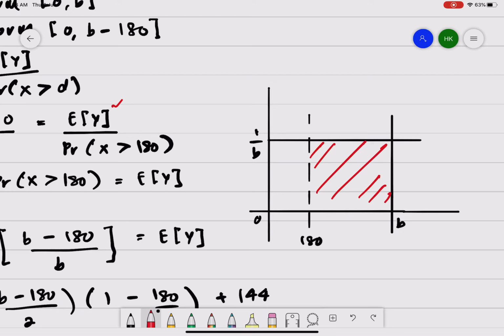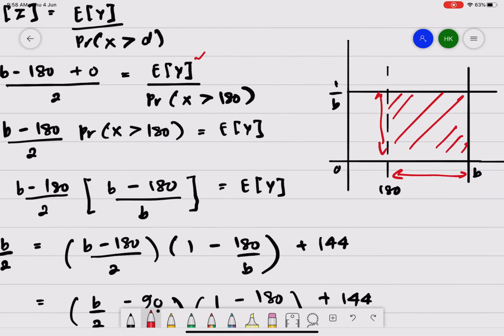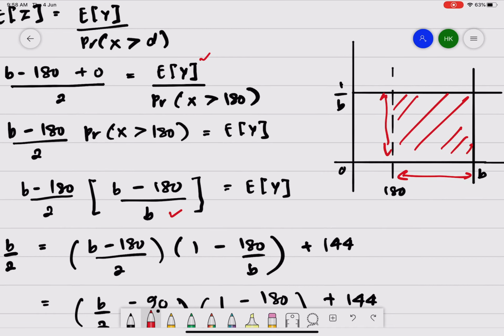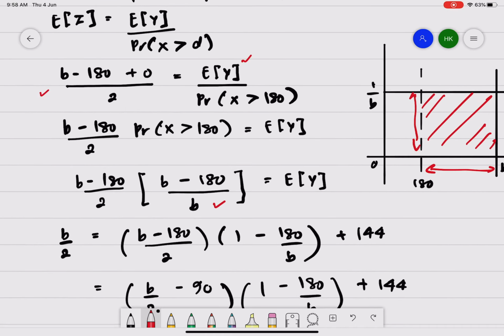So basically, this is just the difference of this, right? And after that, you times with the height, which is 1 over B. That's the reason why we have this formula here: B minus 180. This one we just insert the formula here.